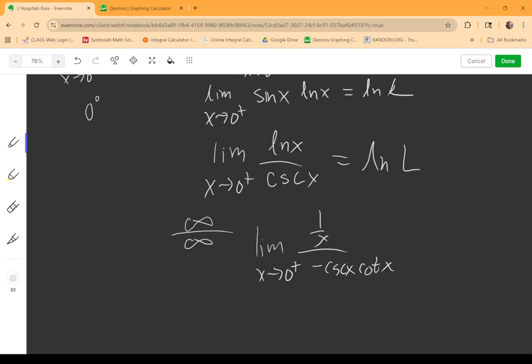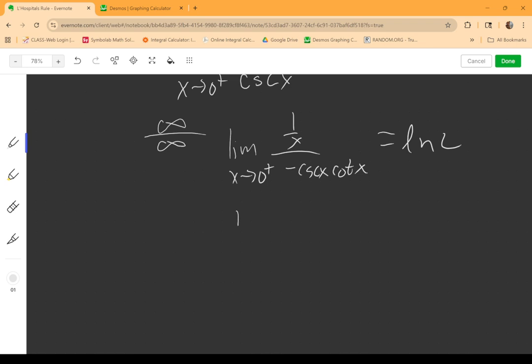All right. And now again that equals ln of L. And then here, applying the reciprocal property, we get the limit as x goes to 0 of negative sine x tangent x over x equals ln of L. All right, and again, still 0 over 0, right? As x goes to 0, x is tending to 0. Sine of x and tangent of x both are tending to 0.